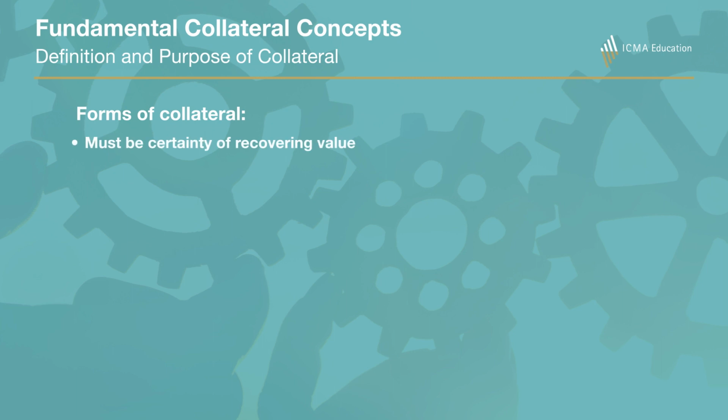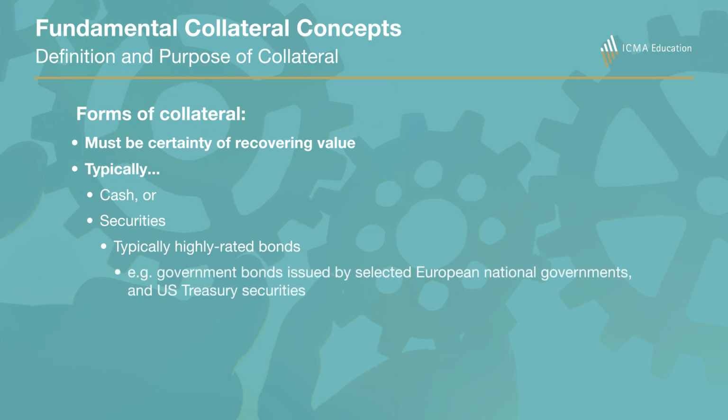While considering the certainty of recovery value, they have to consider the certainty whatever the form of collateral. While ultimately documented in the credit support annex, the typical collateral available are cash or securities, and when securities, these are often highly rated bonds, such as government bonds issued by selected European national governments or US Treasuries securities. Lesser rated due to the higher level of risk associated are equities and letters of credit.